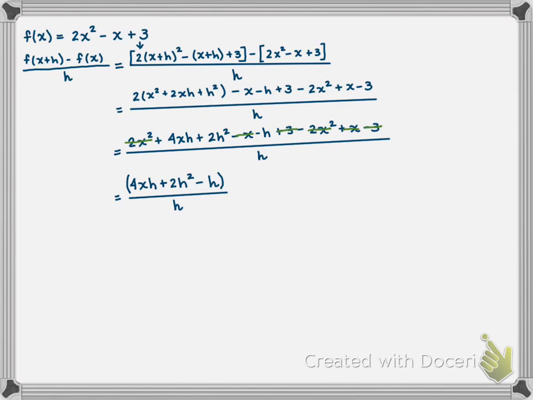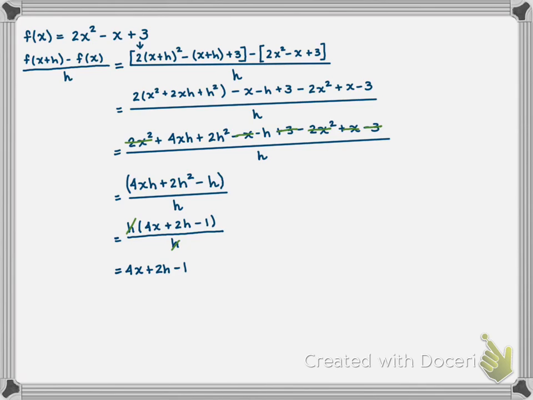And again, we can't cancel anything yet because remember this whole thing is grouped, but we do see a GCF of h. So we have h times 4x plus 2h minus 1 all over h, and now we get to cancel that h to get 4x plus 2h minus 1.